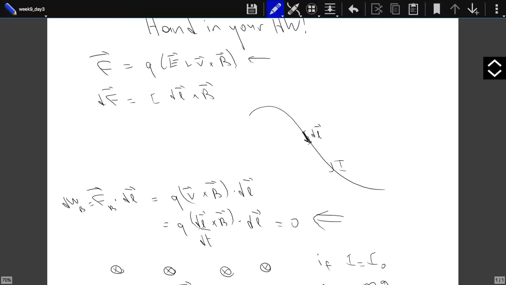So you see, look at this derivation. The magnetic force doesn't do any work. Point. Magnetic force doesn't do any work. Okay, that is the final remark.